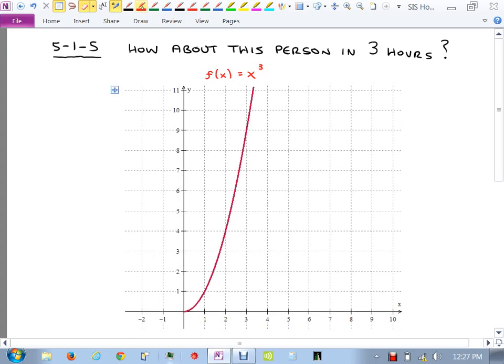I'm going to give you a second to look at that. What is the problem here? I want to know how far this person goes in 3 hours. Yeah, the x-axis is time. The y-axis here is speed. So same thing we've had before, time and speed.